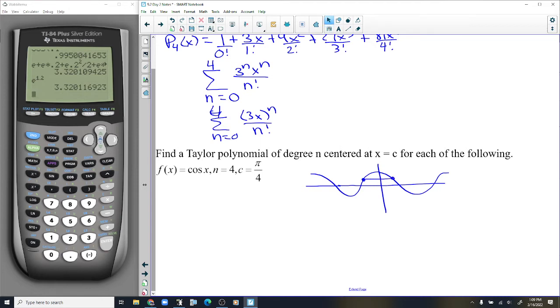But if I center at pi over 4, right here, let's see, this is 0, this is pi over 2, this is pi for cosine. So if I move the center over here, now we have a new center. So if I pick a point here, it's not an even function. Not an even function anymore, is it? Not when I move the center of the graph. So now we can get odd powers of it.